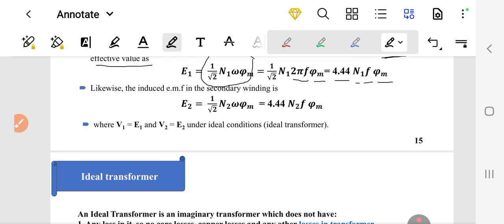For E2, we will obtain the same form of the equation, except with N2 instead of N1. As this transformer is ideal, the applied voltage will be equal to the induced voltage across the primary winding, and the secondary voltage will be equal to the voltage of the load V2.